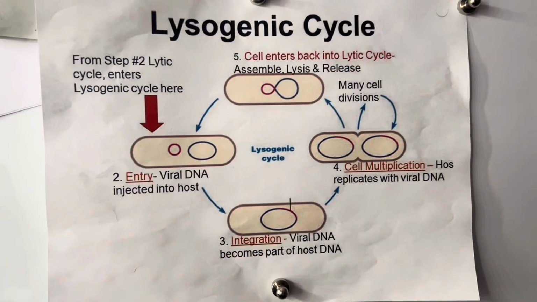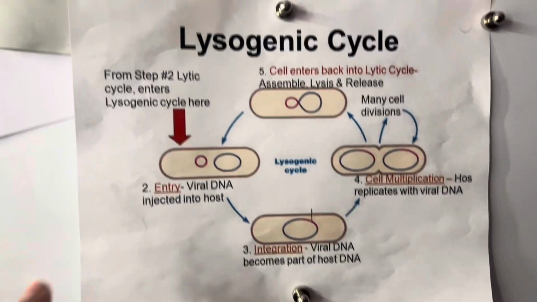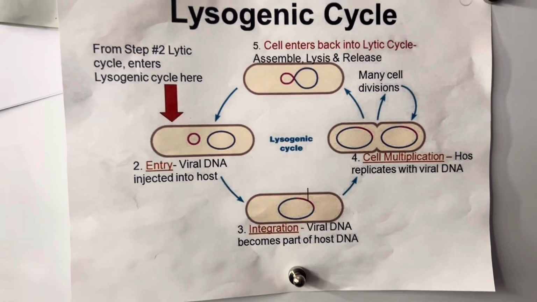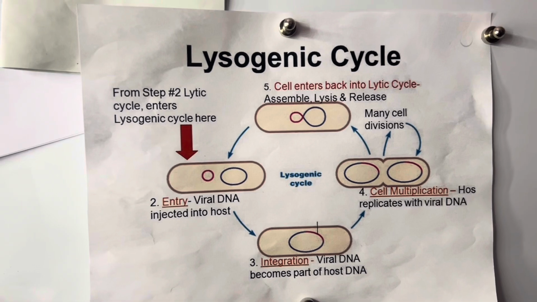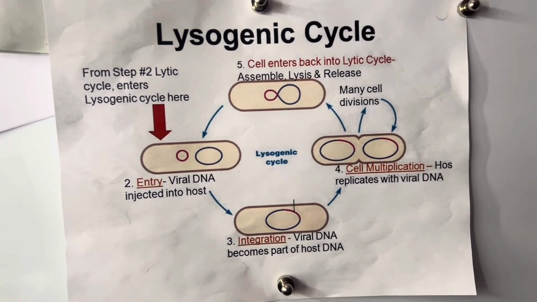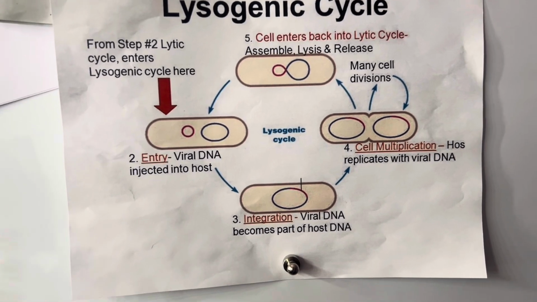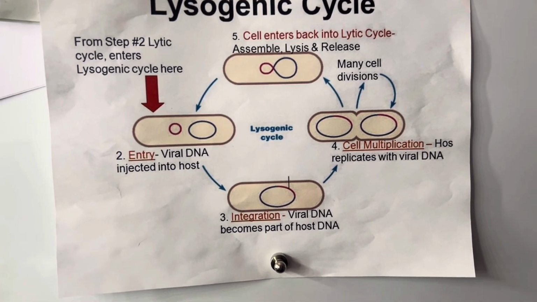The end. I will be explaining the lysogenic cycle. We'll be starting from up here and then working our way around. The first part of the lysogenic cycle is after the virus injects its own DNA into the cell. And then after that, the DNA is actually going to become fused with the host's DNA.